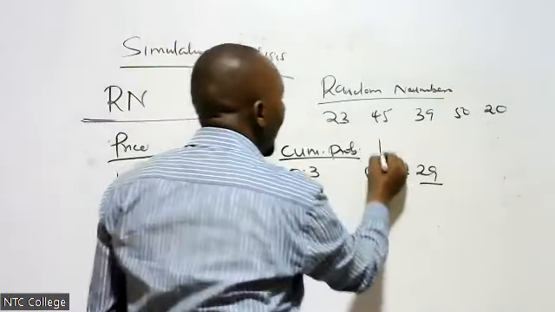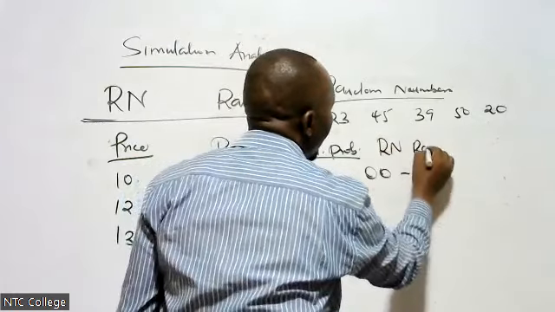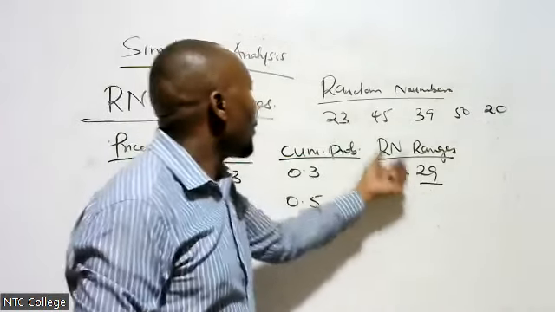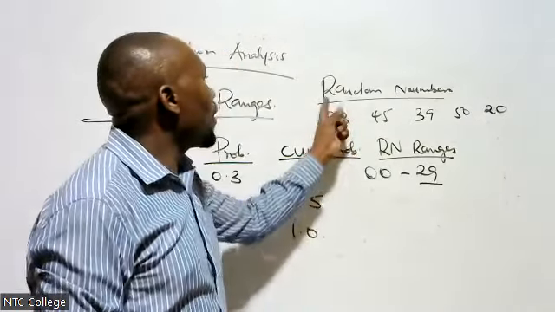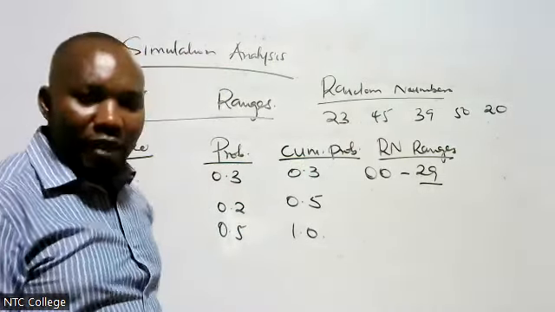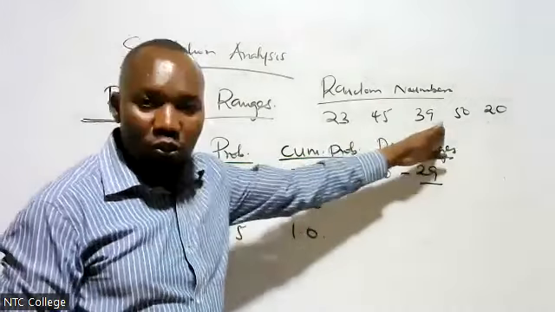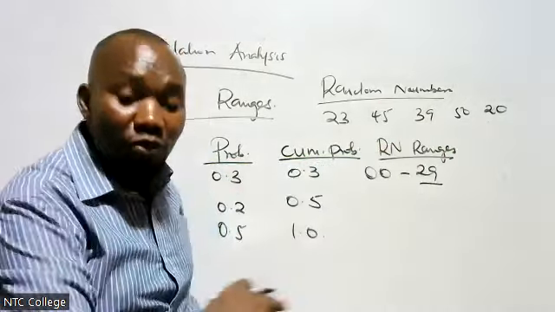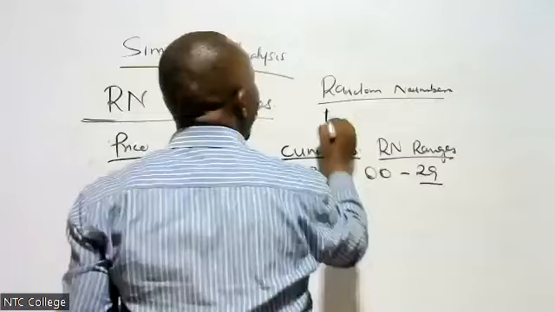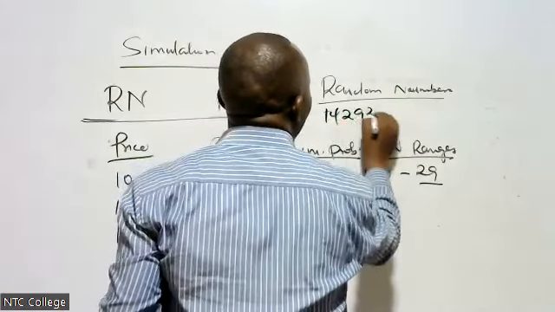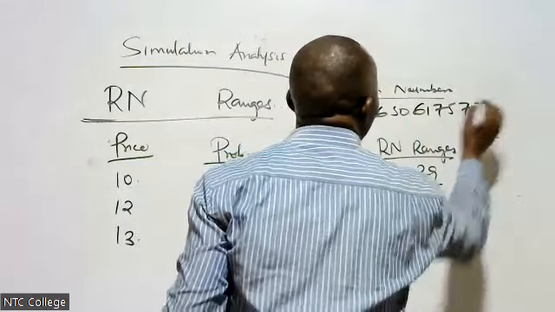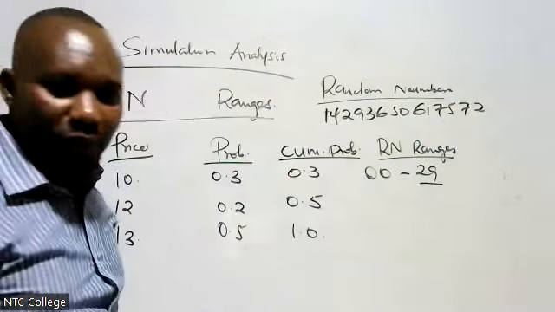So this is what we call random number ranges. The range is in 2, 2. If this one is 2, the random numbers that you're going to pick must also be in 2. In some cases, the examiner might not do that for you. He might give you numbers that are just continuous. So we have 14, 29, 36, 50, 61, 75, 72. These are just continuous numbers.